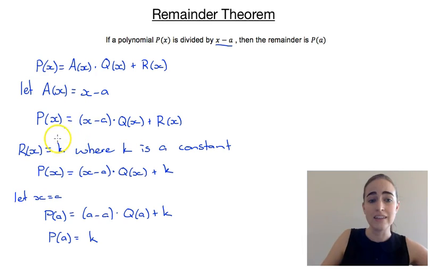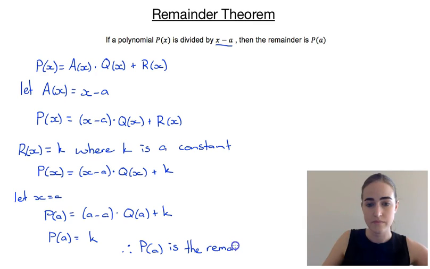Now k is, where did we write it? Up here. Our k is our remainder. So that means our remainder is equal to p of a. So therefore p of a is the remainder when p of x is divided by x minus a.